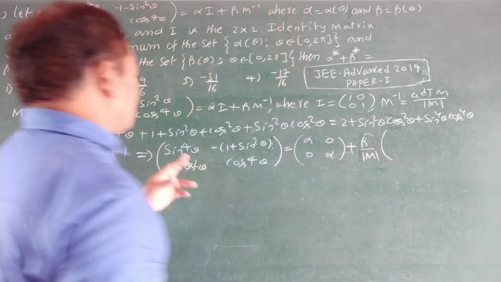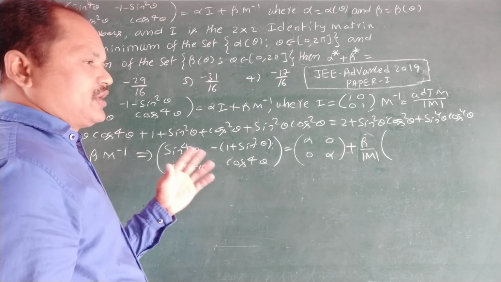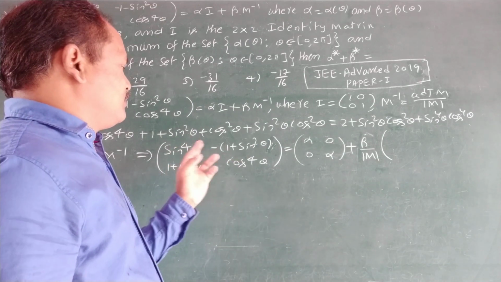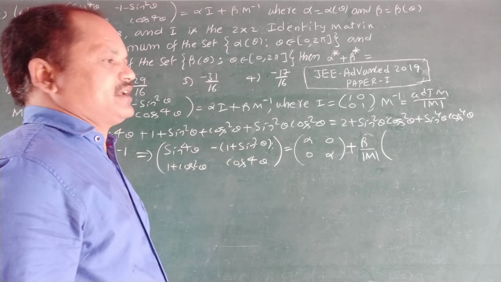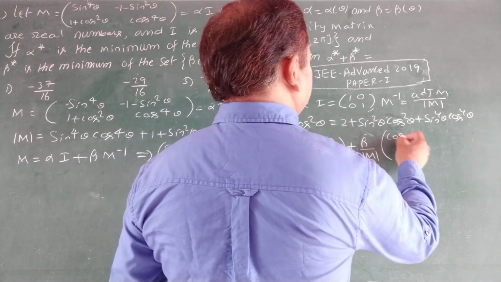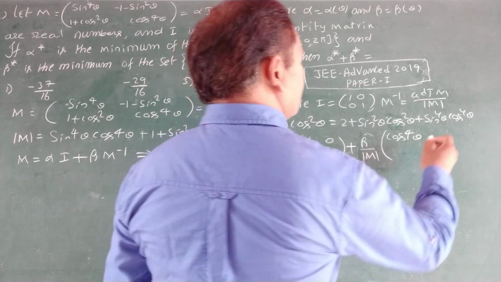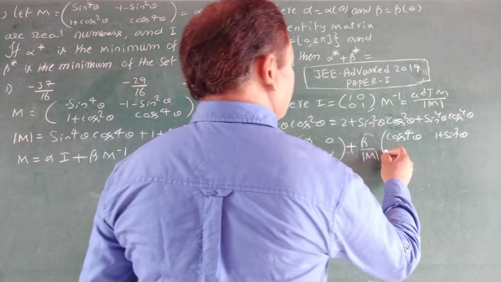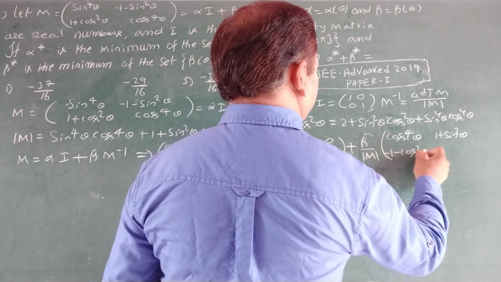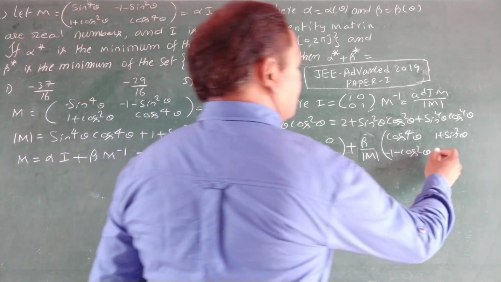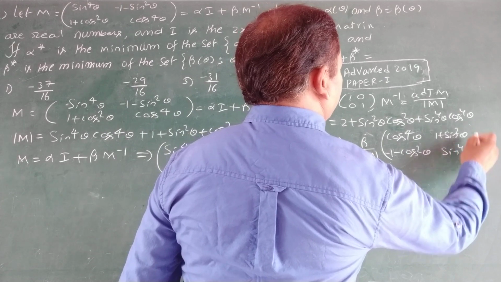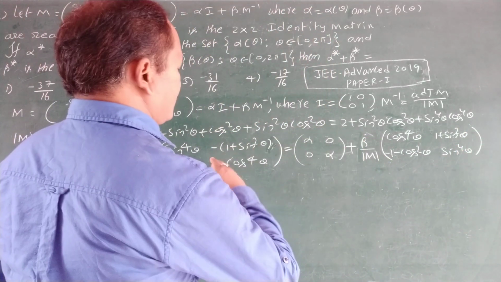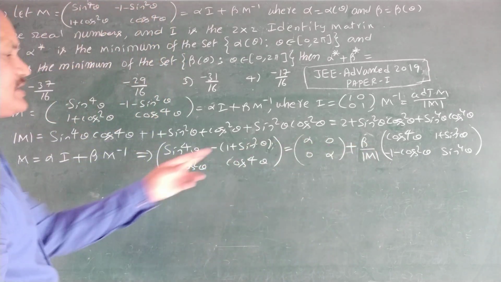Adjoint of this matrix, we have to write the adjoint. The adjoint of [A B; C D] is [D −B; −C A]. That's why here it is [cos^4 θ, 1 + sin^2 θ; −(1 + cos^2 θ), sin^4 θ]. That's all. Now comparing the corresponding matrices.